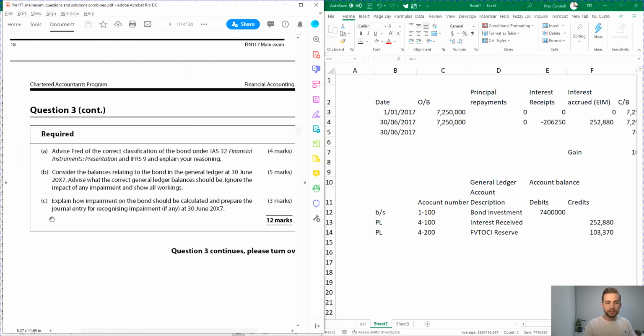Now, moving on to C, explain how the impairment on the bond should be calculated and prepare the journal entry for recognizing impairment.